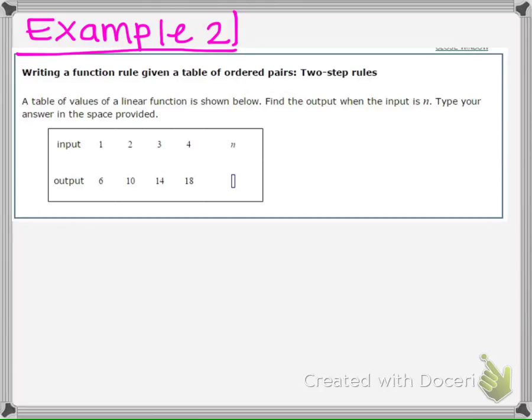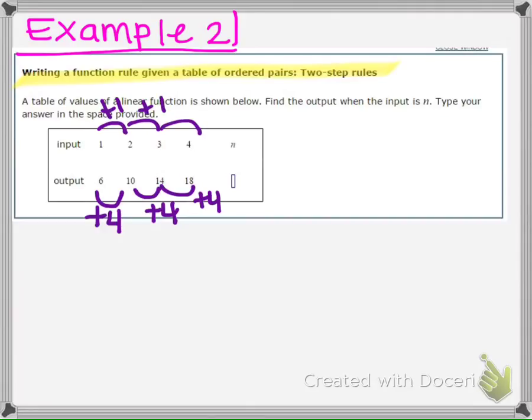Okay, so same objective. We're trying to write a function rule for the given table here. So first of all, I'm looking, and from 6 to 10, we're adding 4. And then we're adding 4. Every time we're adding 4. It's going up by 4. And our input is just going up by 1 every time.